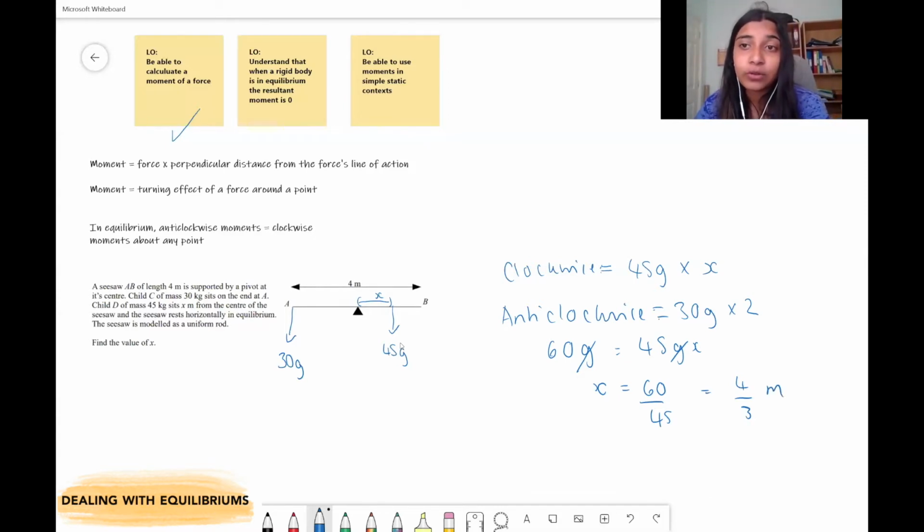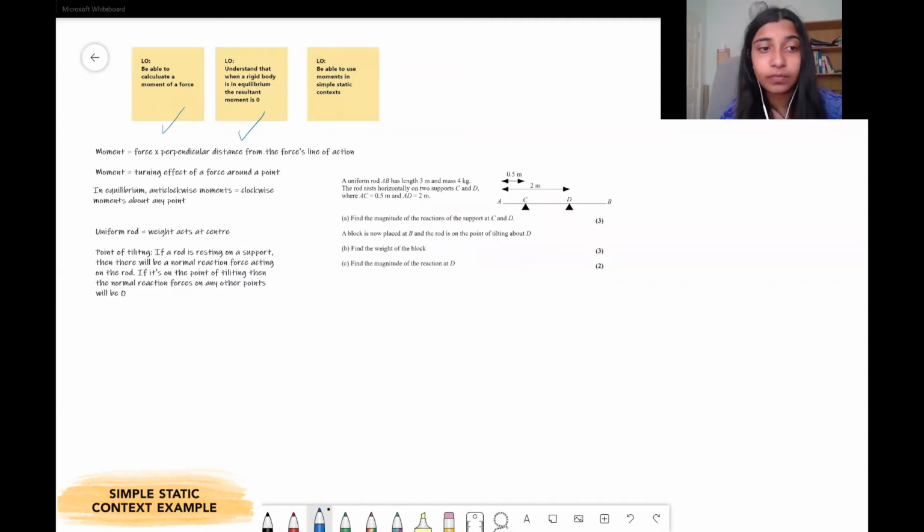So when you're working with equilibrium moments, you just want to find your clockwise moments and find your anti-clockwise moments and equate them if they're in equilibrium to find different components, either your force or your distance. So that's everything you need to know for our second learning objective. So now let's move on to using moments in simple static contexts.